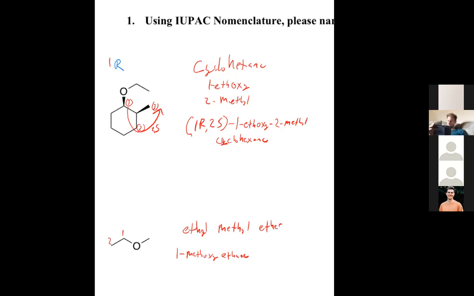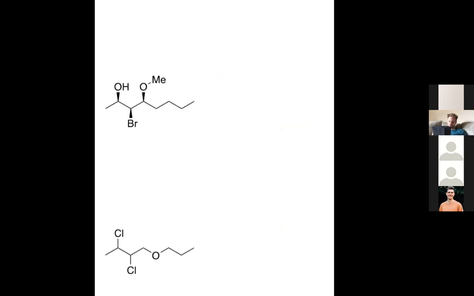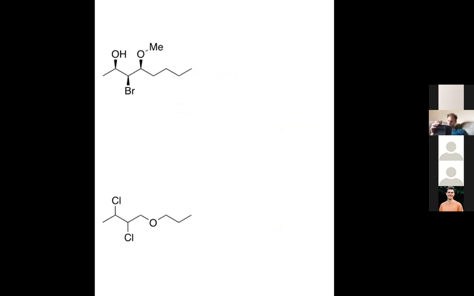All right, let's clear this. Move down to the lower portion. All right, we're clearly going left to right here. 1, 2, 3, 4, 5, 6, 7, 8. We've got an alcohol on 2, so this would be 2 octanol. We've got a bromo on 3. And another methoxy on 4.